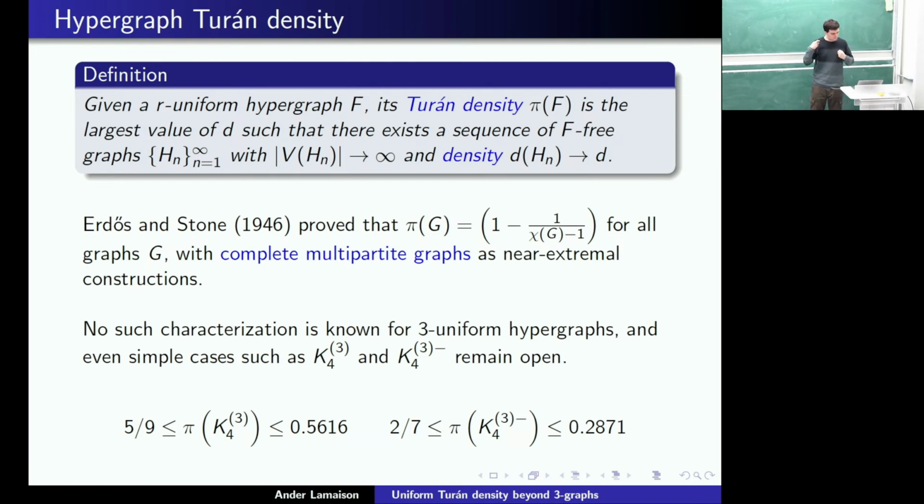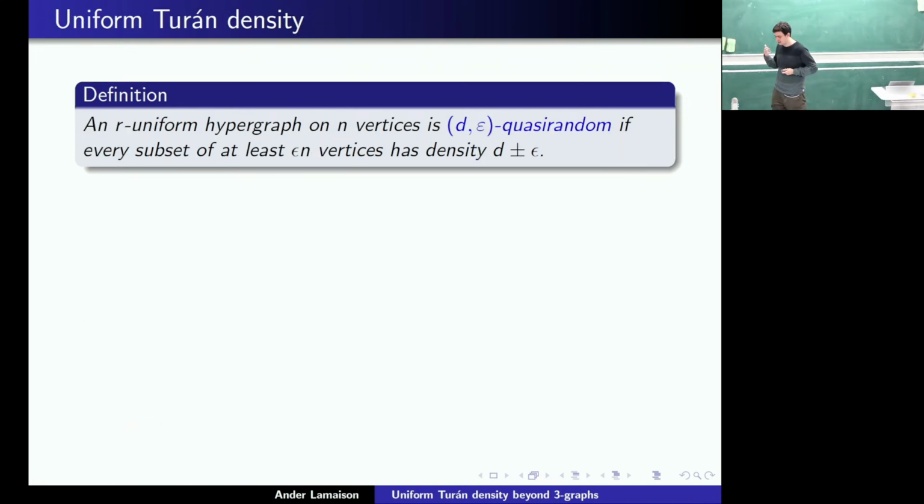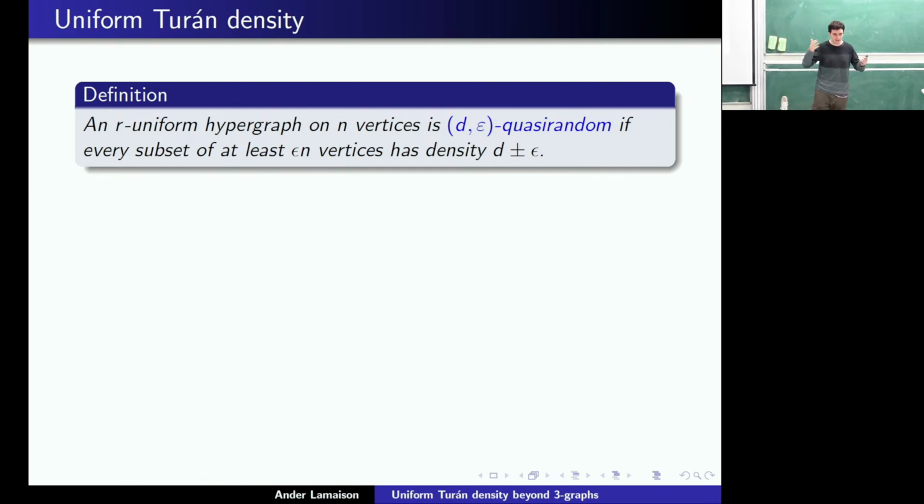The other parameter that I need to talk about, this uniform Turán density, turns out to behave more nicely, at least for these simple cases, in 3-uniform hypergraphs. So we add an extra condition. This variation was introduced by Erdős and Sós, and now we put this extra condition that the hypergraph that does not contain H as a subgraph has to be quasi-random.